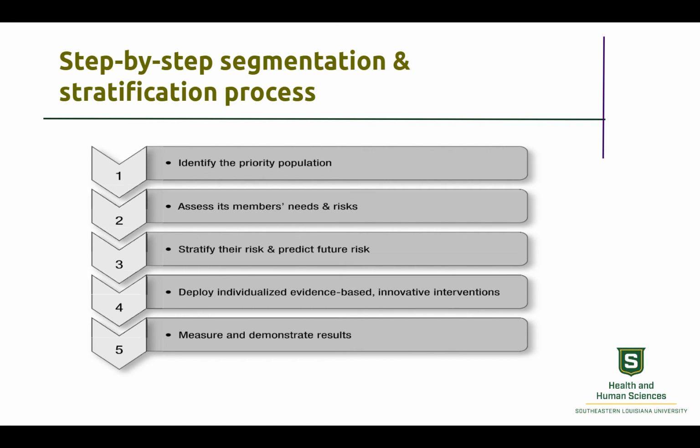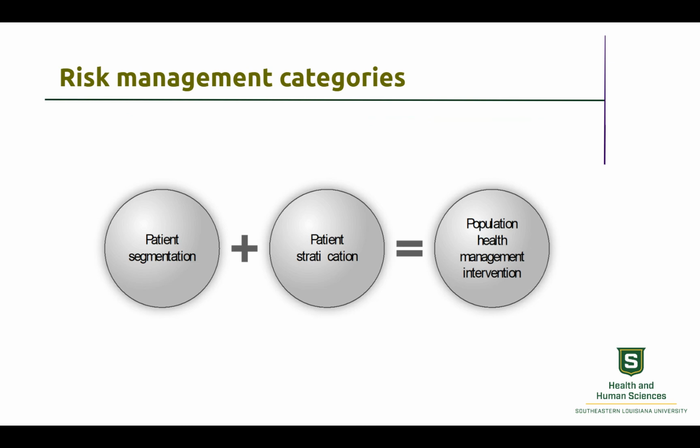And then from there, you get evidence-based interventions, implement them, and finally measure to be sure, because sometimes we have good ideas of what is going to work, but after it's been implemented we find out not so much. So then you have to make changes and adjustments. That is all the steps that go into it. The whole process is, you have the patient segmented, then you do the stratification, and then you do the population health management intervention. All three of them have to happen to have a well-done risk assessment.